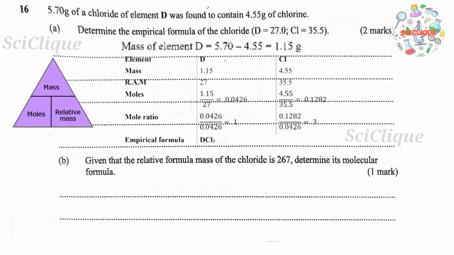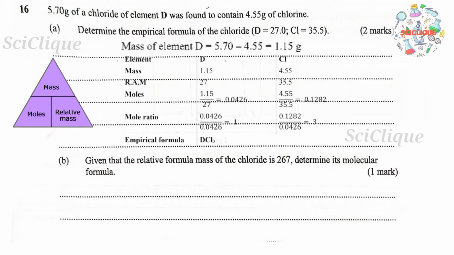So our mass of D is 1.15, the RAM is 27. The number of moles will be 0.0426. Chlorine, same thing. Mass over the RAM gives us 0.1282 moles. Last step, finding the mole ratio.